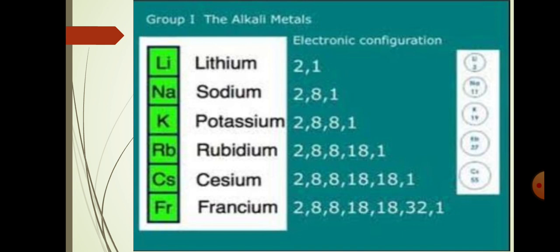All the elements present in group 1A, lithium, sodium, potassium, rubidium, cesium, francium, have one valence electron. You can see on screen that in all these electronic configurations, a 1 is present at the end, meaning that they have one valence electron.